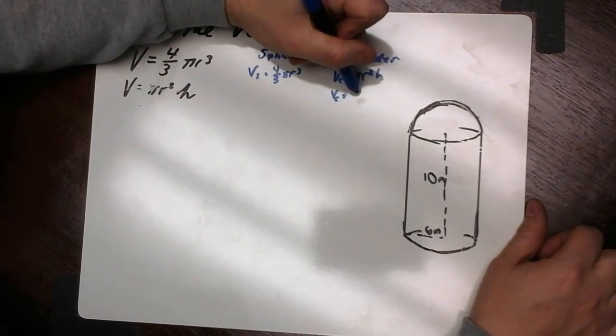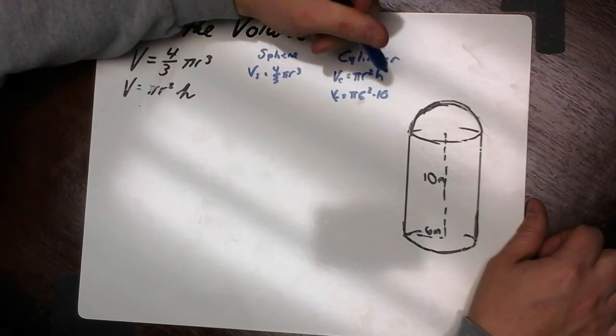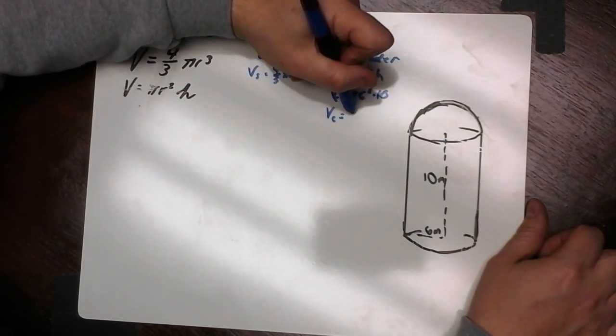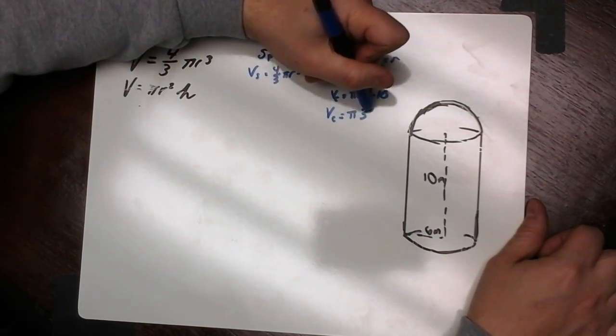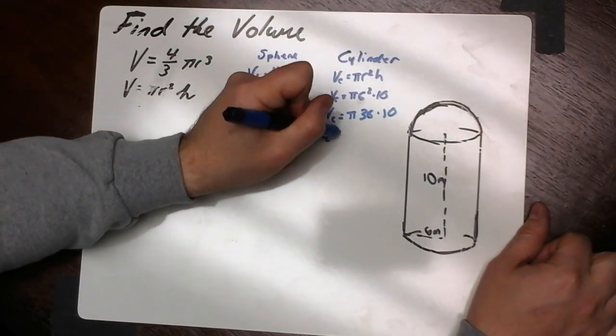I'm going to start with the cylinder again. The truth be known, it's because I'm left-handed. So it's just easier for me to start on this side. The trials and tribulations of being left-handed.